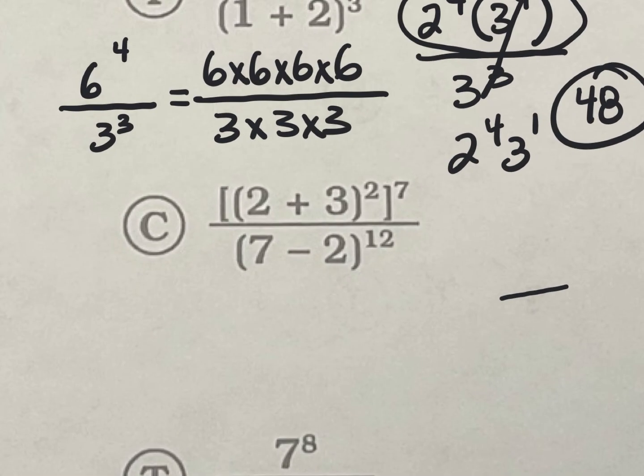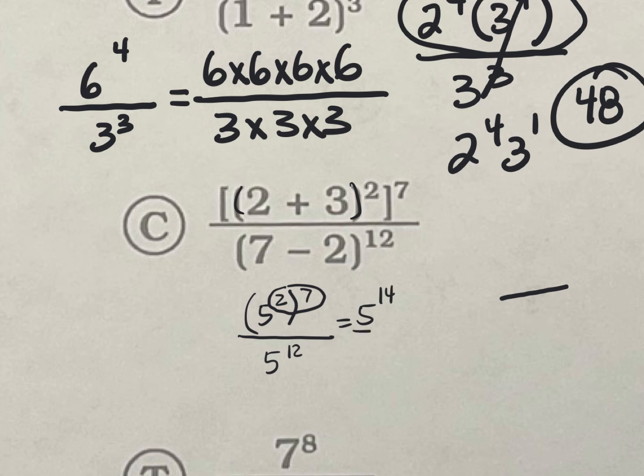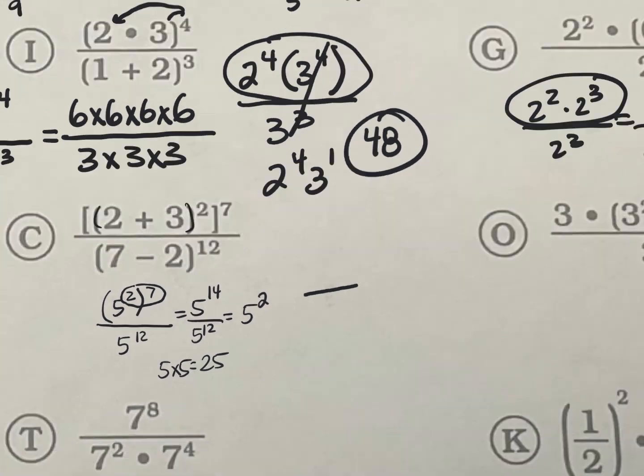This one, not too hard. We just have parentheses inside of parentheses. You do that first. So now I have 5 to the 2nd power and that to the 7th power, and down here we have 5 to the 12th power. 5 to the power, we multiply those, is 5 to the 14th, divided by 5 to the 12th is 5 to the 2nd power. We subtract them, which is just 5 times 5, which is 25.